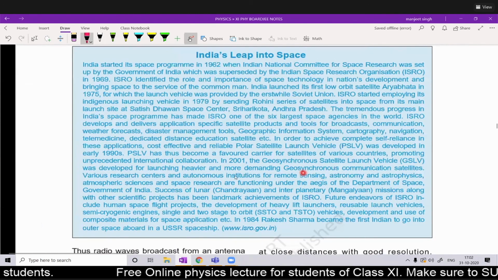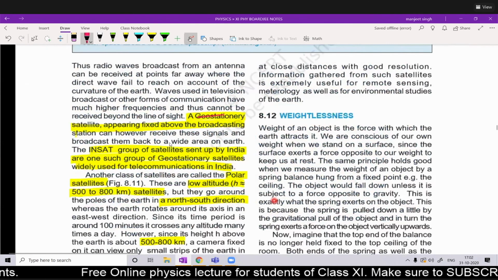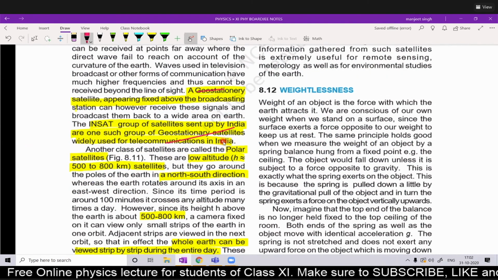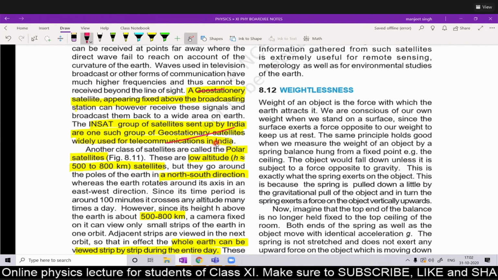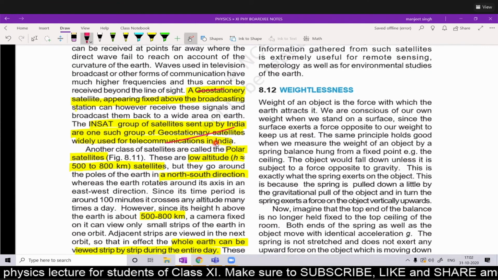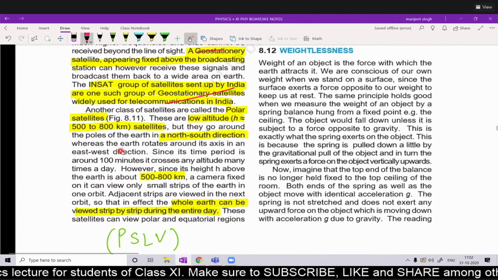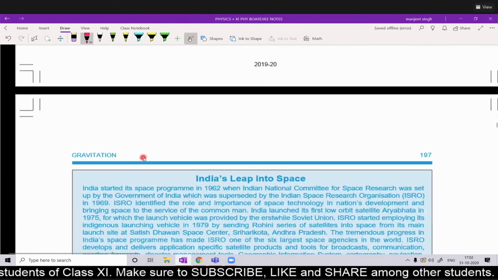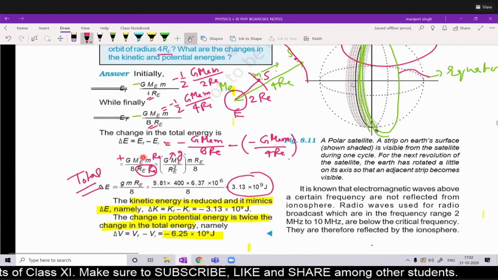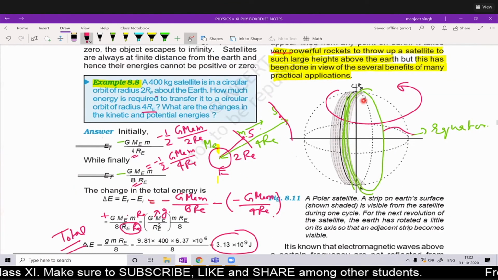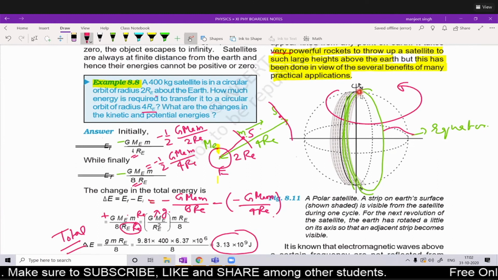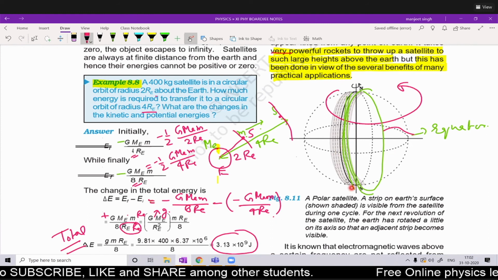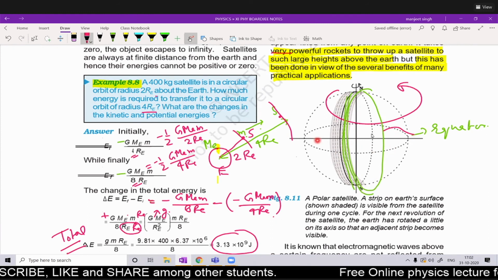Okay. Now inside one group of satellites sent by India are one of such group of the geostationary satellites. These are widely used for telecommunication in India. Another class of satellite is a polar satellite. What is a polar satellite? See this figure. This is a polar satellite. The satellite which is revolving from north pole to south pole, and in this way, means in a plane perpendicular to the equatorial plane.